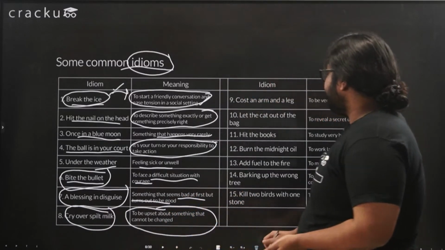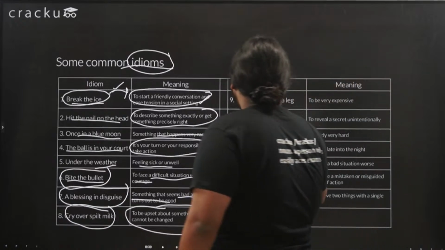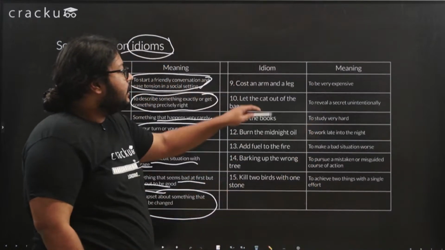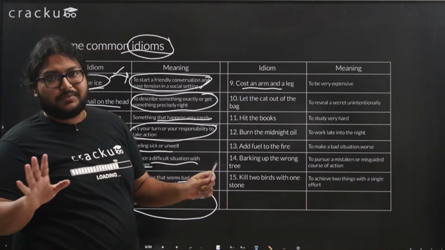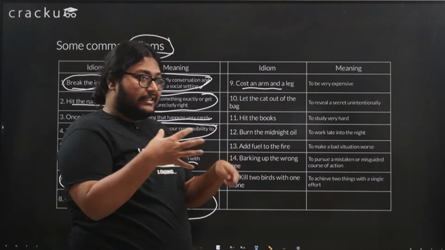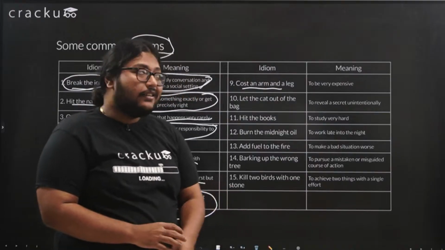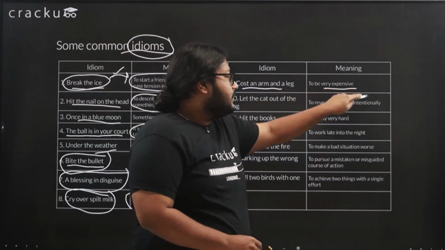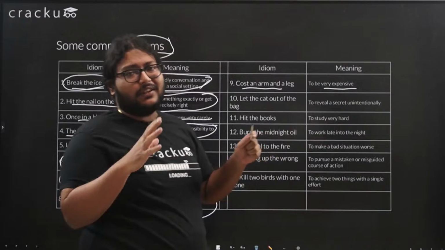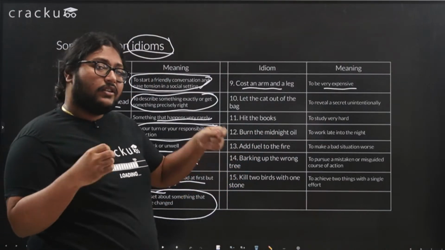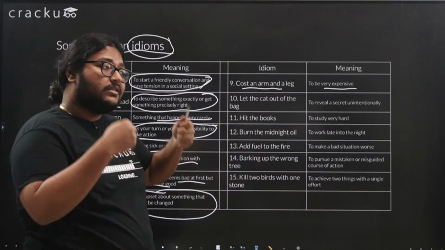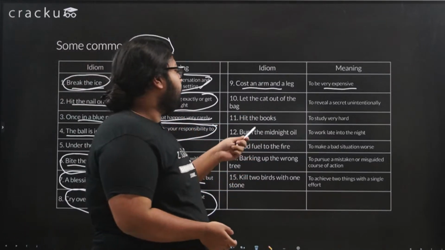Something like that. Next we have number 9, which says cost an arm and a leg. It means to be ridiculously expensive. It doesn't mean literally to cost an arm or a leg, just to be very expensive. Like, let's say the new iPhone 17 Pro Max cost me an arm and a leg, which means it was very expensive for me to buy.